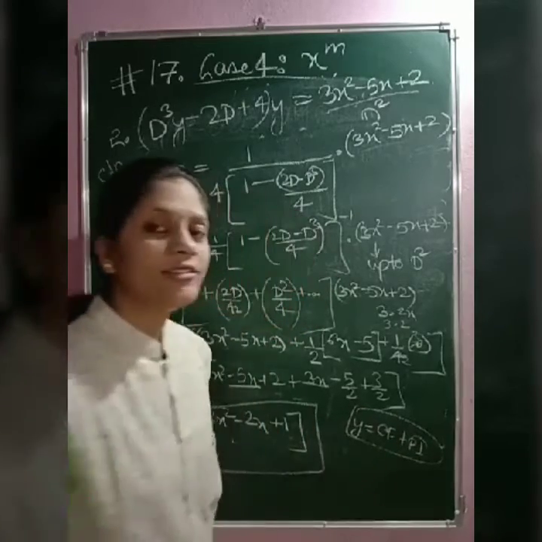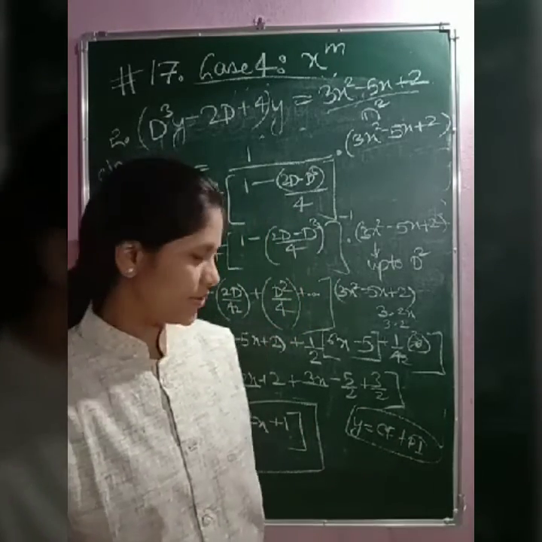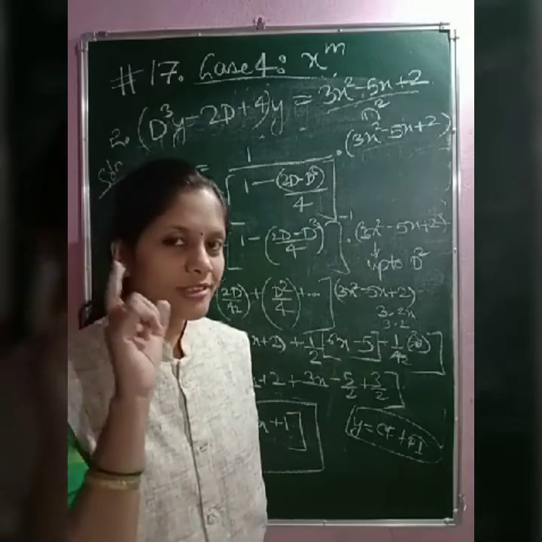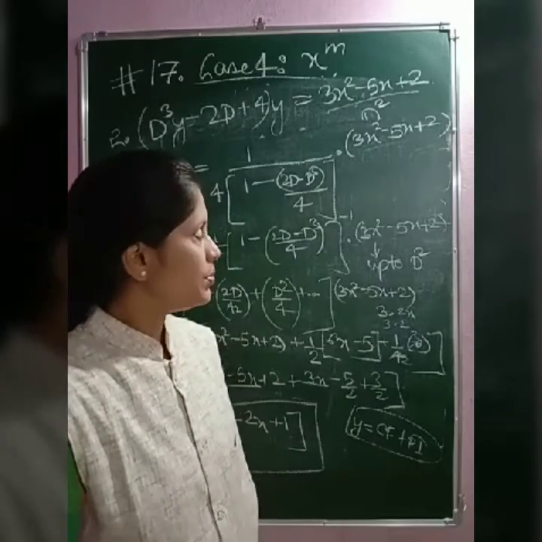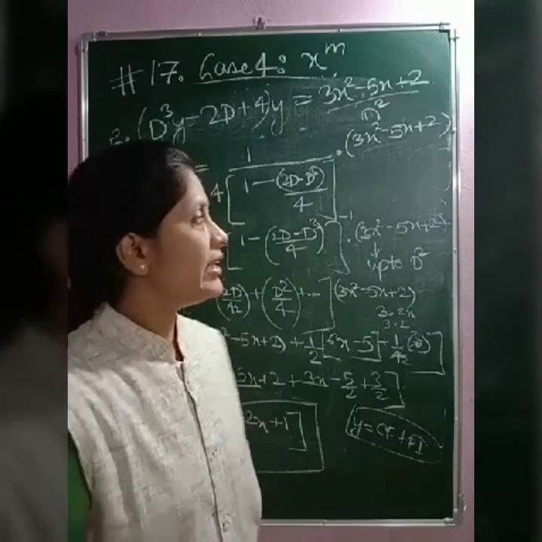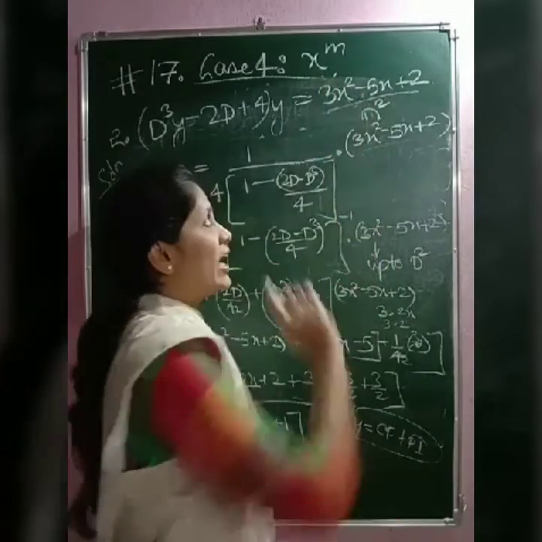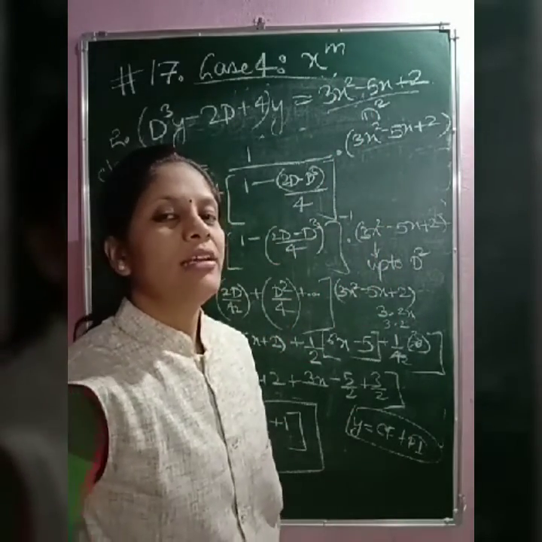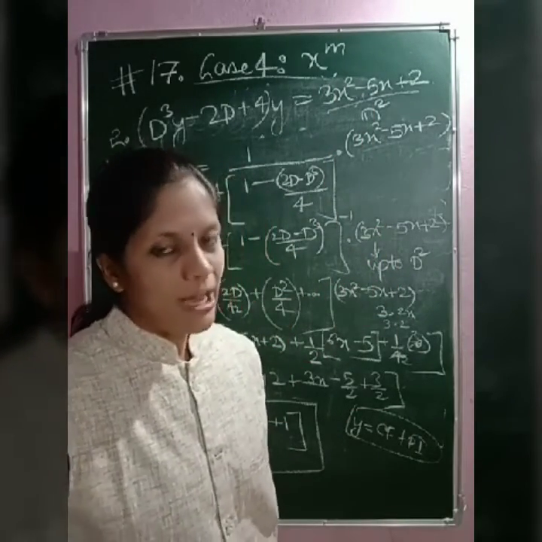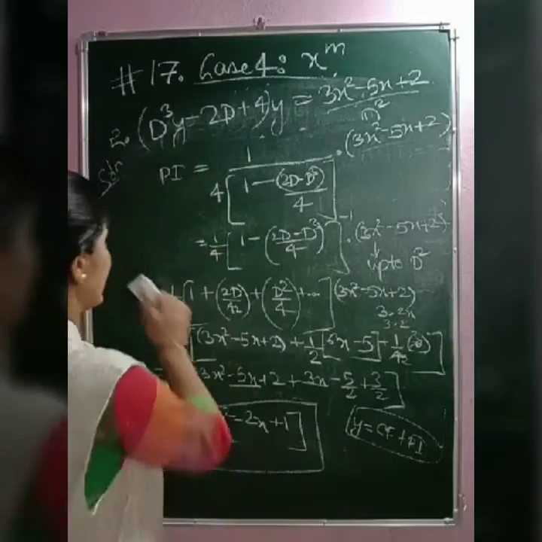Again, we have to write the CF. Again, substitute the value of PI. Complete solution is y equal to CF plus PI. So, it is going to be very easy. We just have to see the algebraic equation. Whatever is the power, up to there we have to expand D.